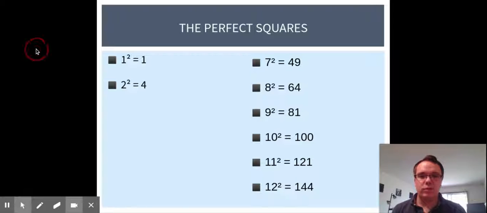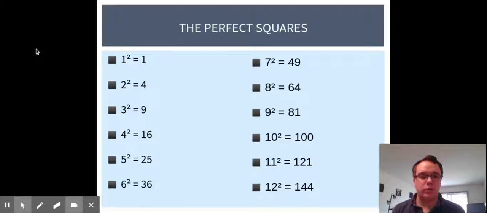So if you don't know the first 12 perfect squares, go ahead and write this down. I'm going to pause so you can write it all down in your notebook. And when you're ready, hit play again. So these are the first 12 perfect squares, and the reason we want those is because we also know that the square root of 1 is 1, square root of 4 is 2, square root of 9 is 3, and so on. So we're going to be looking for numbers that are perfect squares so that we can reduce our radicals today.